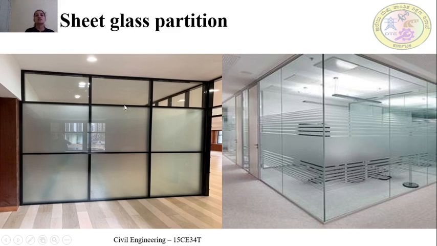So this is also an example of the sheet glass partition wall. And this is a glass sheet partition wall, and here you can observe a framework is given, and in the framework the glass panels have been inserted.